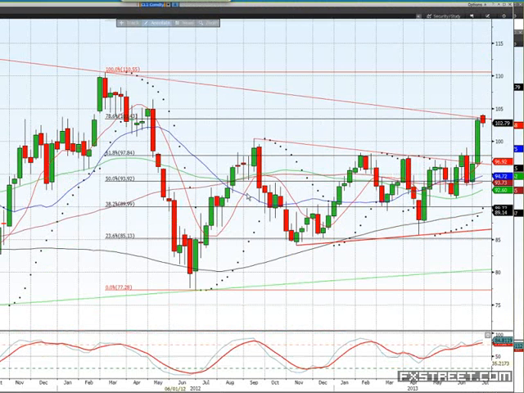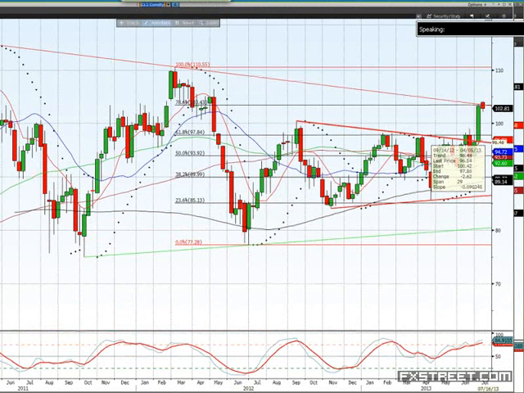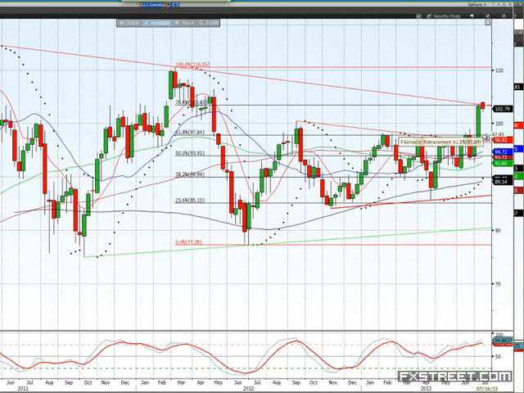Bit too early to suggest whether we might hit the lower end of the range, but we've got some interesting areas around 97.85, that sort of thing. So just keep an eye on that one.